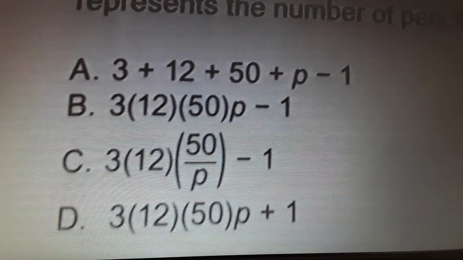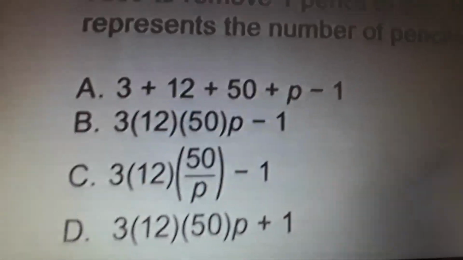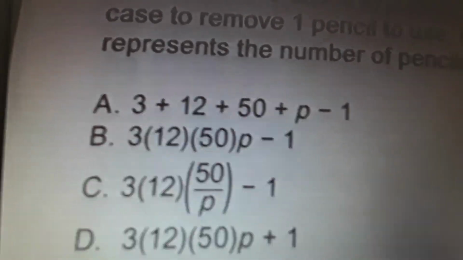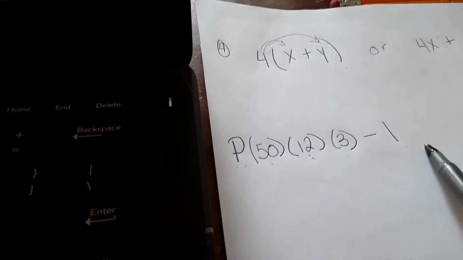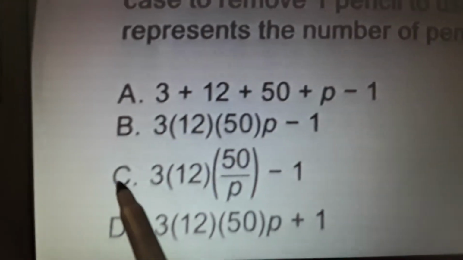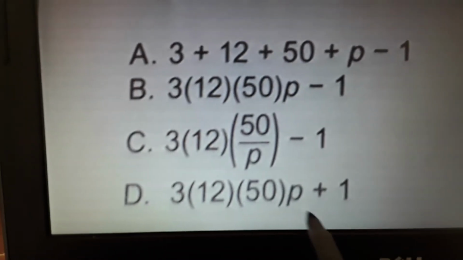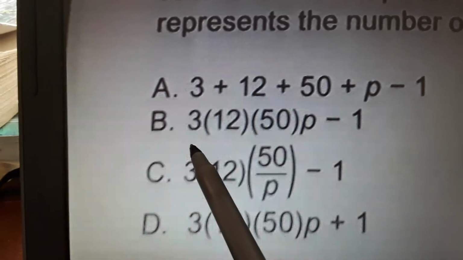I know what I came up with. P, 50, 12, 3 minus 1. But I don't see that here. Nothing here starts with P. But I do know that everything was multiplication and then minus 1. So when I look up here, automatically eliminate A, automatically eliminate C, because that has division in it. And then I automatically eliminate D because it doesn't have subtraction in it, which means B is my right answer.